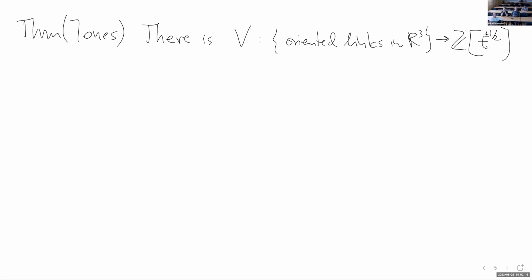And so this is an invariant of oriented links. I didn't talk about them, but you can consider embeddings of oriented circles, and then you have oriented links. And such that, to save space and writing, we have the following identity.